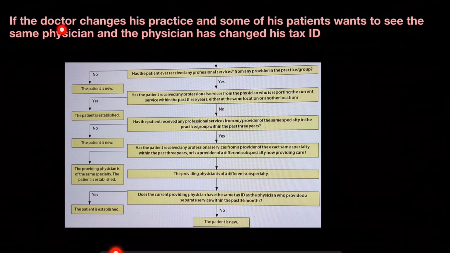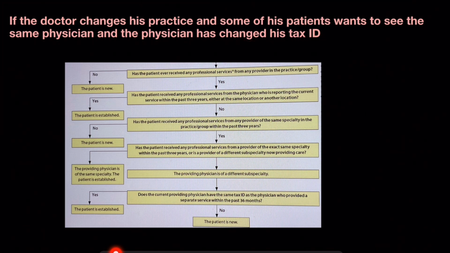Another scenario: if the doctor changes his practice and some of his patients want to see the same physician, and the physician has changed his tax ID. The physician has changed his practice. That means he has changed his place and has changed his tax ID also. But some of his patients want to see the same doctor. Even though he has changed his place and changed his tax ID, the provider has already seen these patients and has an established history. He cannot bill a new patient code just because he is billing in a different group.